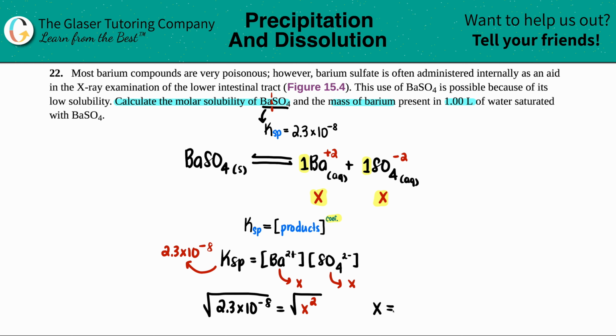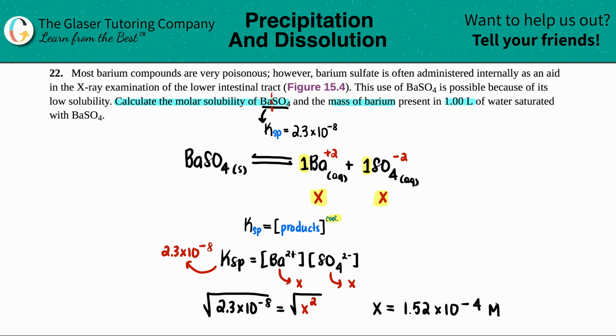Okay. So let's get that number. Square root of 2.3 times 10 to the -8th. I get 1.5. Technically, I guess we'll do 3 sig figs. Does anybody really care? I don't. So if we did 3 sig figs, 1.52 times 10 to the -4th.